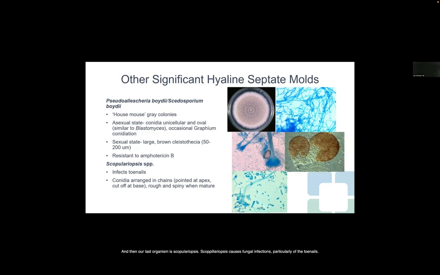And then our last organism is Scopulariopsis. Scopulariopsis causes fungal infections, particularly of the toenails. And what you see is the conidia being arranged in chains. They're somewhat pointed at the apex and they have a cut off square base. And then as they mature, the conidia develop a rough appearance and you can see some little spines on them as they mature.